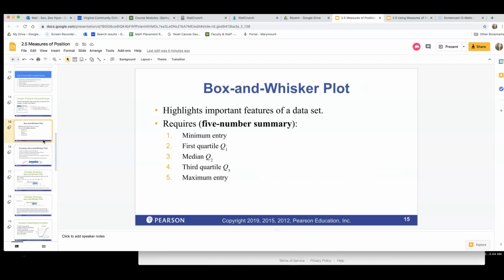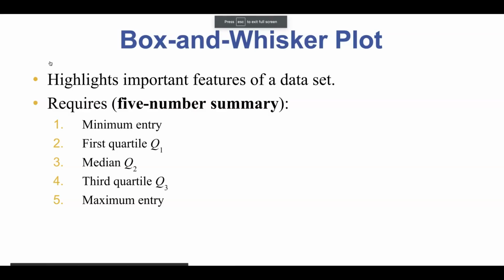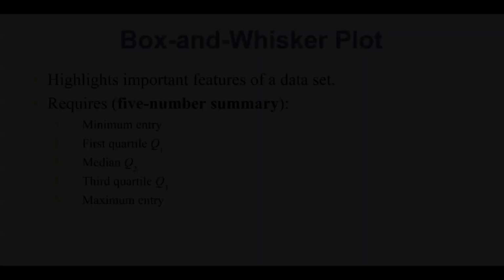Let's talk about box and whisker plot, which we kind of already did. Alright, let me go ahead and present this. So box and whisker plot, or aka box plot, highlights important features of the data set, and the important features are these 5 numbers, and we call them 5 number summary. Look at the words, okay? The first one is minimum, first quartile, median, third quartile, and maximum. So if I ask you to find 5-number summary of a data set, these are the 5 things that you should find, okay?